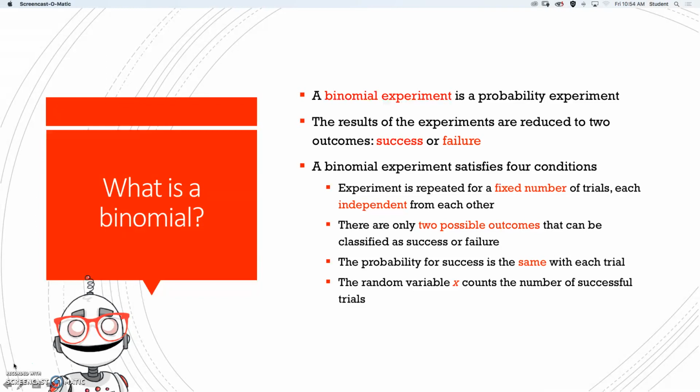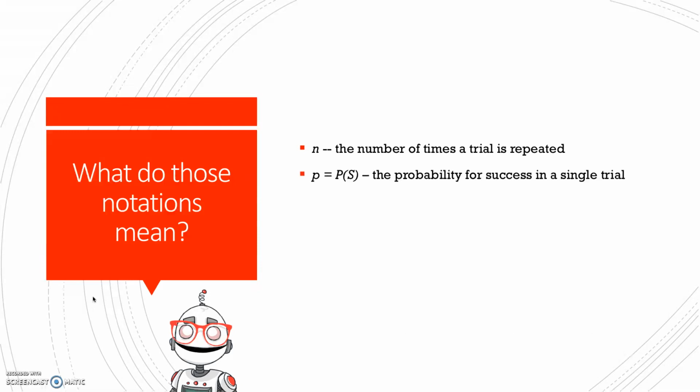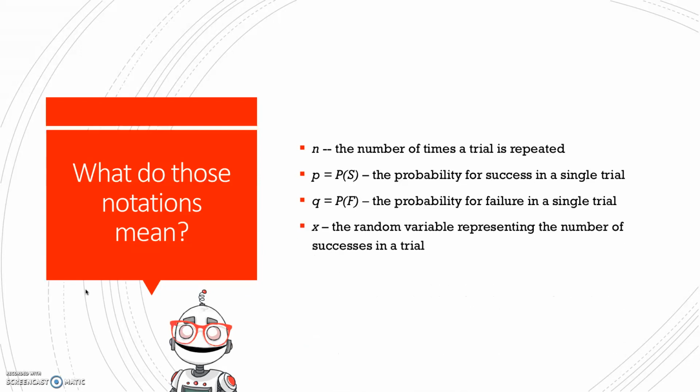Along with x, there are a few notations that you'll need to know. What do these notations mean? These notations are n, the number of times a trial is repeated; p, the probability of success in a single trial; q, the probability of failure in a single trial; and x, the random variable representing the number of successes.